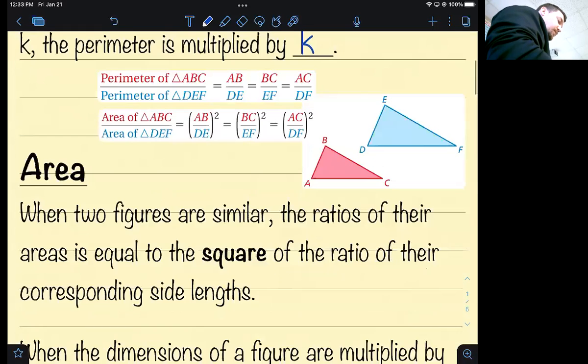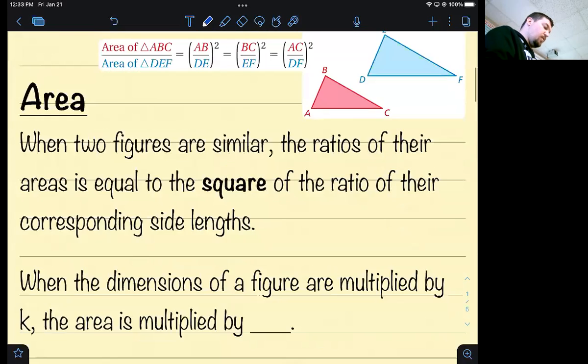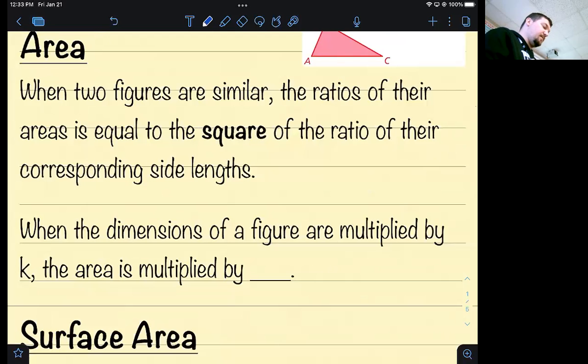The area, though: when two figures are similar, the ratio of their areas is equal to the square of that side length ratio. So when the dimensions of a figure are multiplied by k, the area is multiplied by k squared. So if I multiplied all the side lengths by 4, the area is actually going to get multiplied by 16, the square of 4.